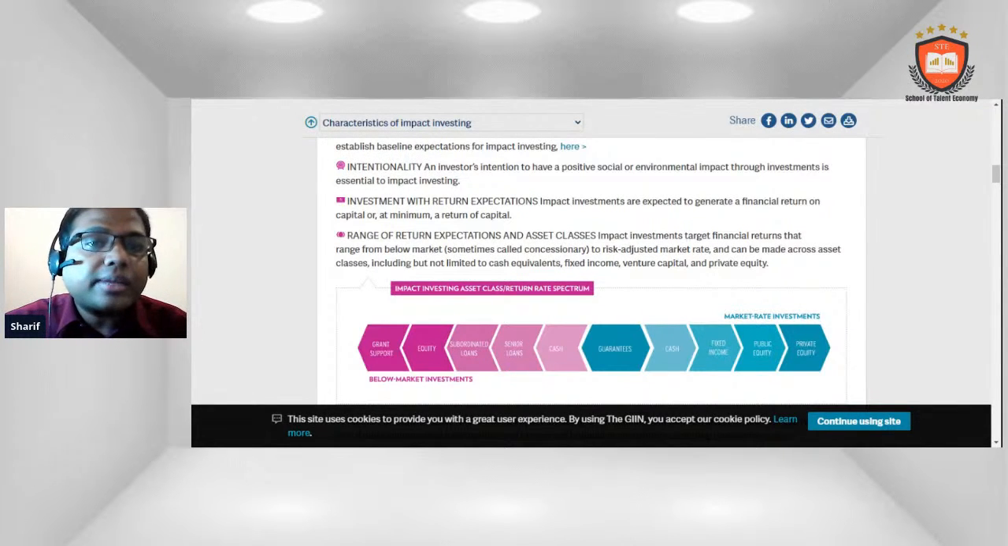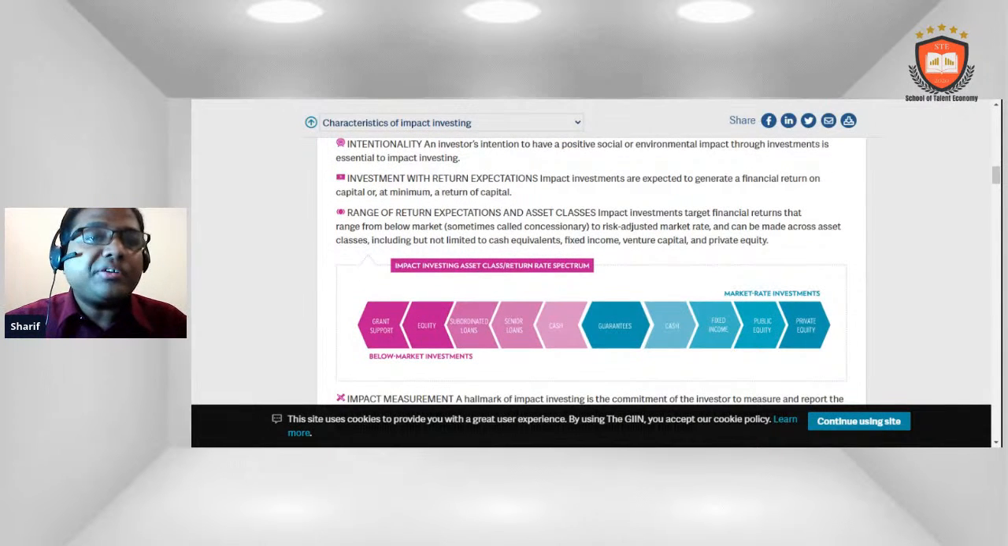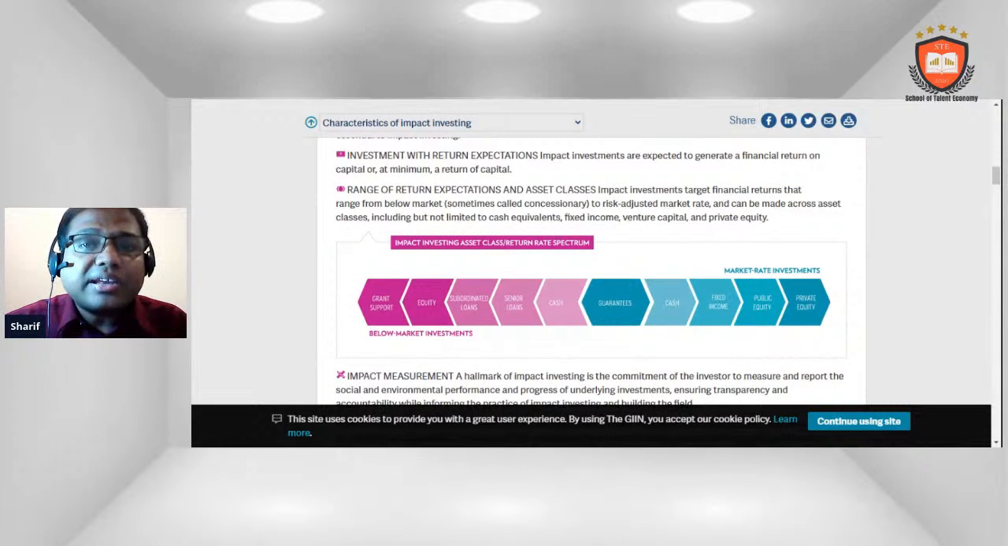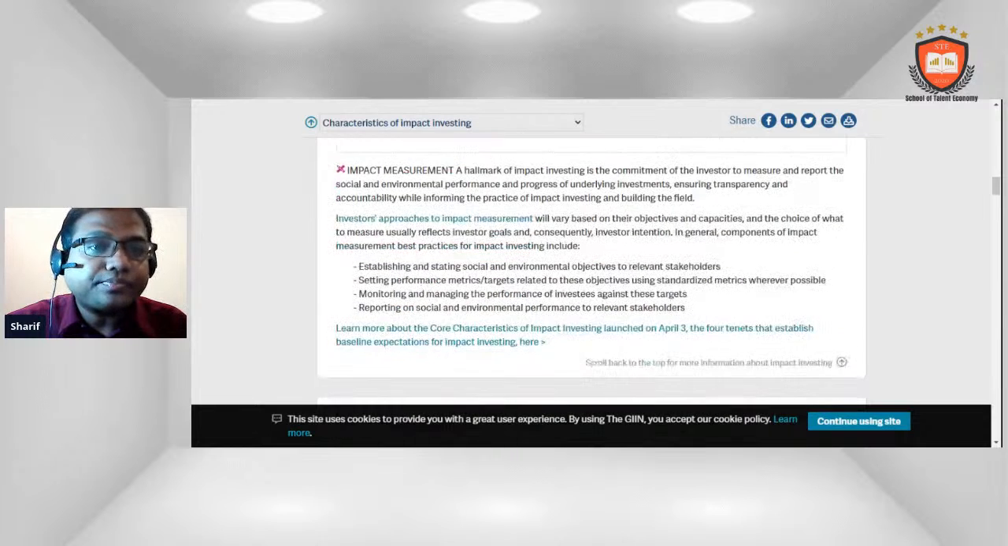Investment with return expectations: impact investments are expected to generate a financial return on capital or, at minimum, a return of capital. Range of returns expectations and asset classes: impact investments target financial returns that range from below market to risk-adjusted market rate and can be made across asset classes, including but not limited to cash equivalents, fixed income, venture capital, and private equity.